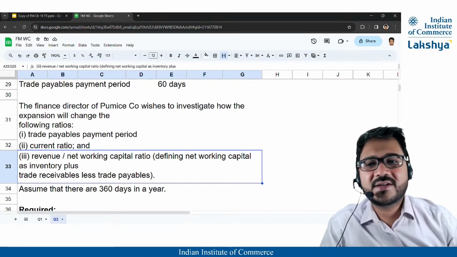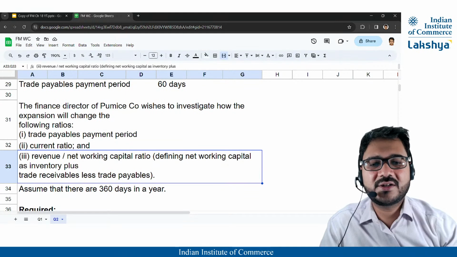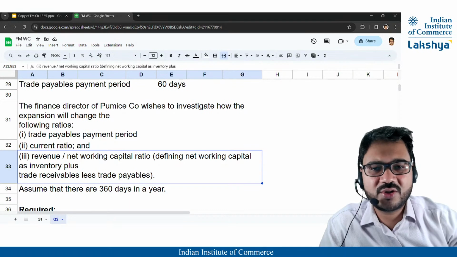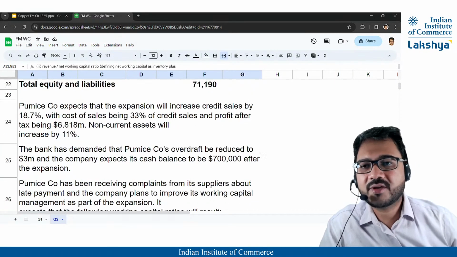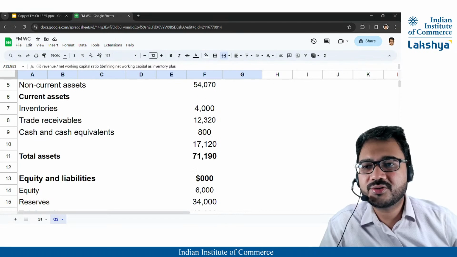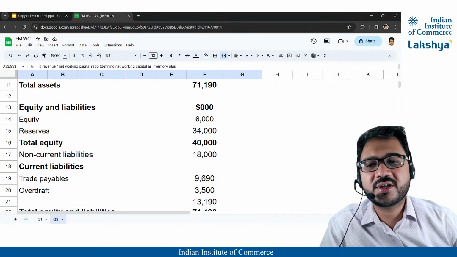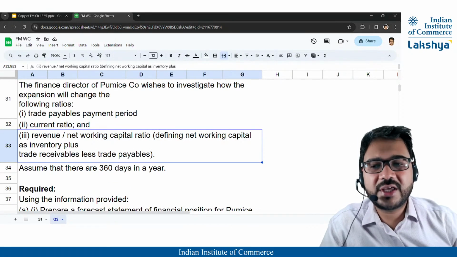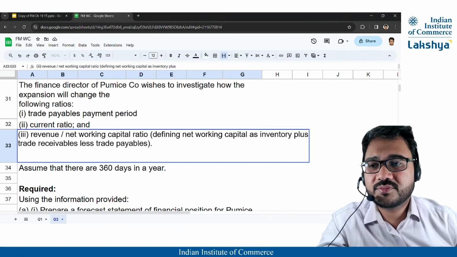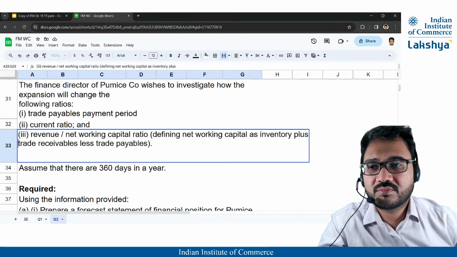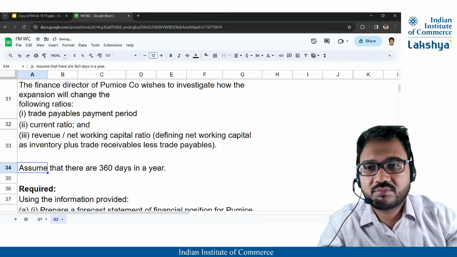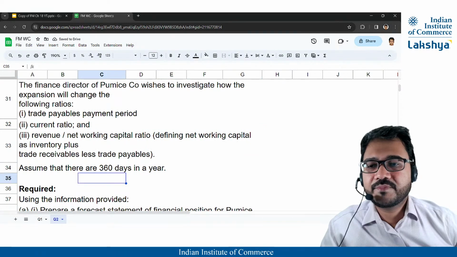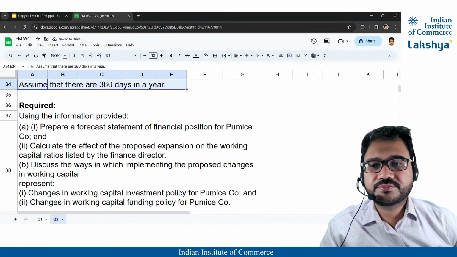Okay, so they have defined how net working capital needs to be calculated. So you take inventory plus receivables minus payables. So you're not taking overdraft. Okay, and what other things you have? You're not taking cash and cash equivalents, you're not taking overdraft. Okay, so they have explicitly defined it for you. Otherwise, normally you would take these two. Assume there are 360 days in it.